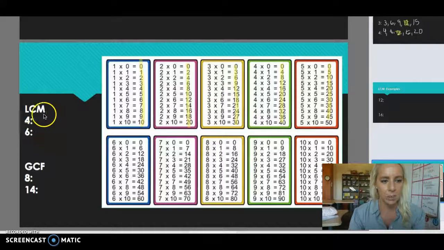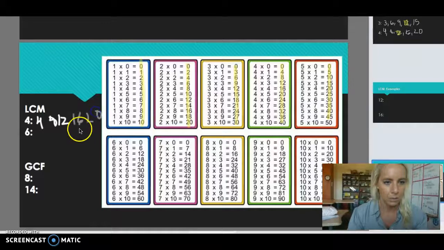So I'm going to list the multiples of 4. So here's my 4s, and here's my multiples. So I have 4, 8, 12, 16, 20, and 24.